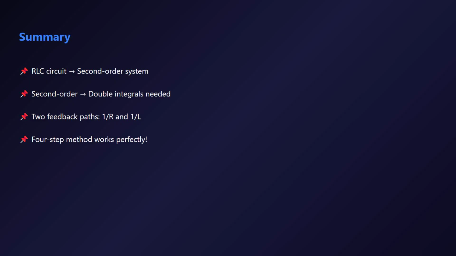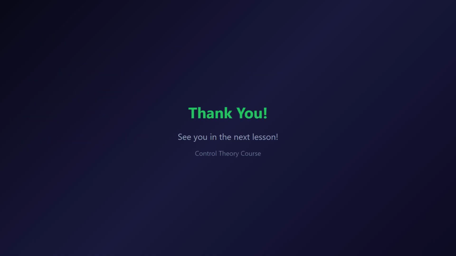Let's summarize what we learned. For second-order systems like RLC circuits, we need double integrals. This creates two feedback paths in our block diagram. The four-step method works perfectly for these more complex systems too. That concludes Lesson 8. We've successfully drawn a block diagram from a second-order RLC differential equation. In the next lesson, we'll explore even more advanced topics.